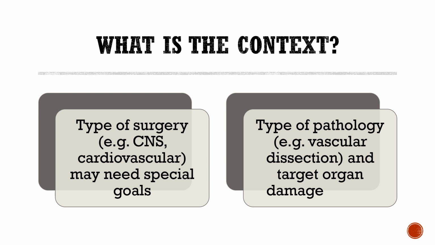When thinking about how to approach hypertension in the preoperative area and in the PACU, it is also important to know the context. For example, what kind of surgery this patient had, such as CNS surgery or brain surgery, cardiovascular and thoracic surgery. These patients may need special blood pressure goals. And again, what kind of pathology does the patient have? Does he or she have vascular dissection or aortic dissection? And do they have target organ damage, such as, for example, stroke and acute kidney injury?